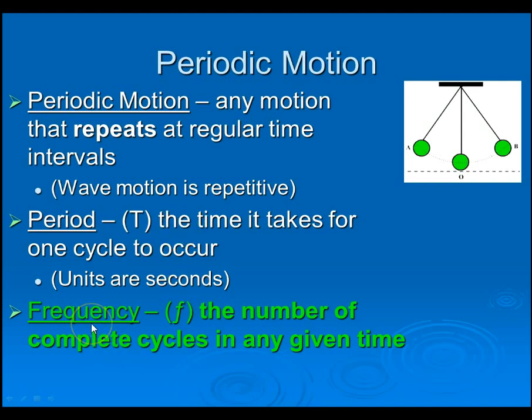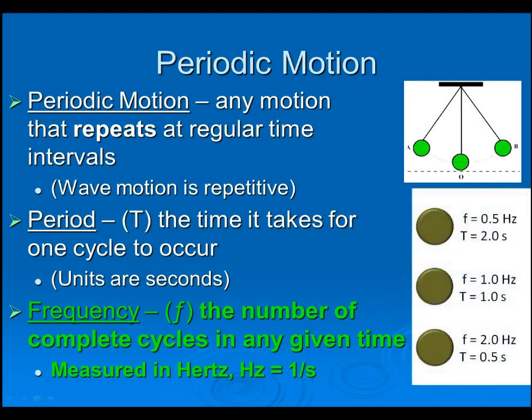Frequency is the number of cycles in any given time. And we measure this in a new unit, hertz. Hz, capital H, lowercase z, and the units for that are 1 per second. So if something happens once per second, we would say that's 1 hertz. If it happens twice per second, we would say that is 2 hertz. And here you can kind of see how they are inverse.